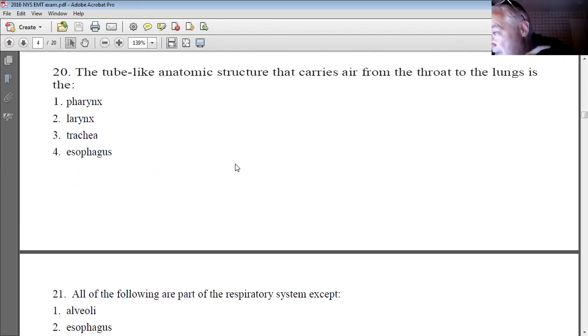20, a tube-like anatomic structure that carries air from the throat to the lungs is called the? The tube-like anatomic structure that carries air from the throat to the lungs. The trachea. Good. I see some of you smiling, so at least we're having fun tonight.